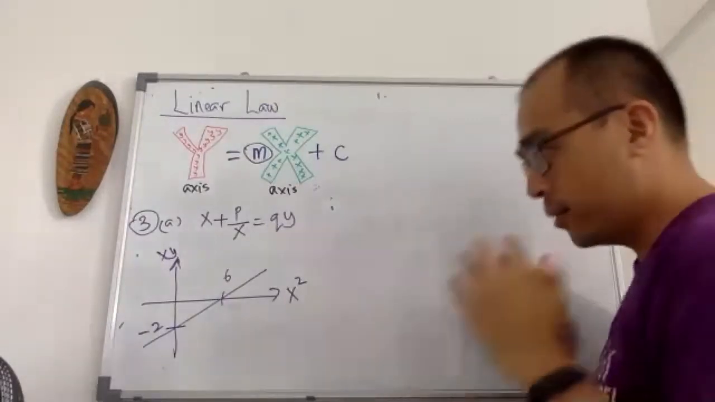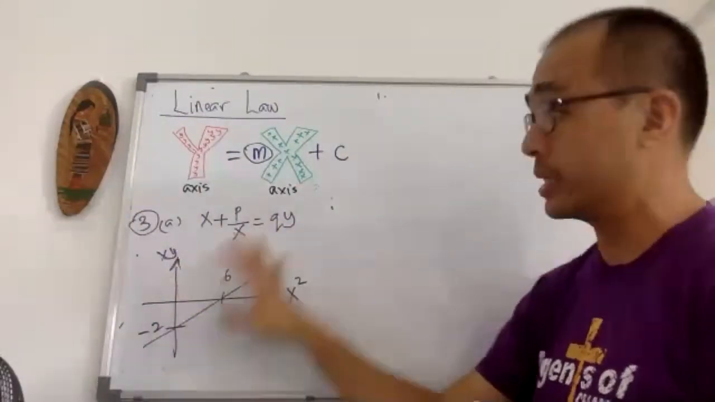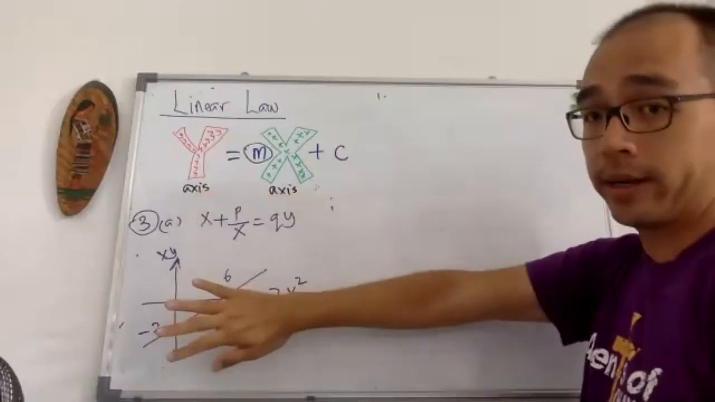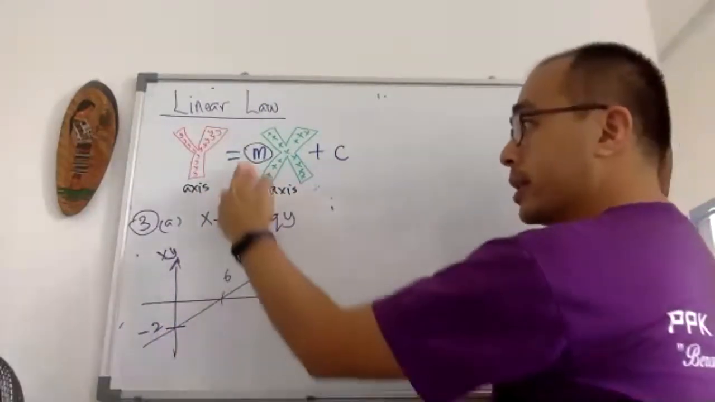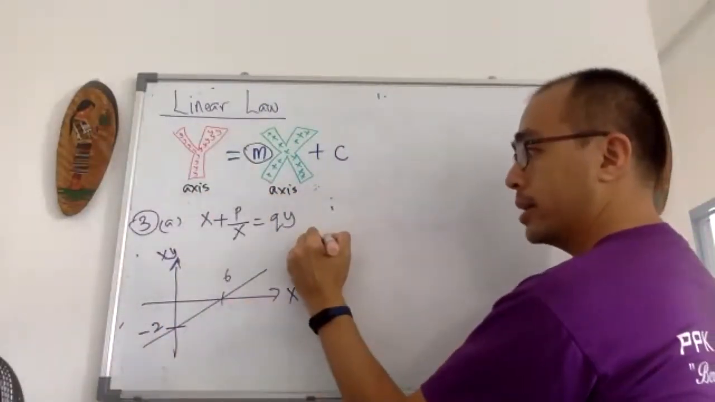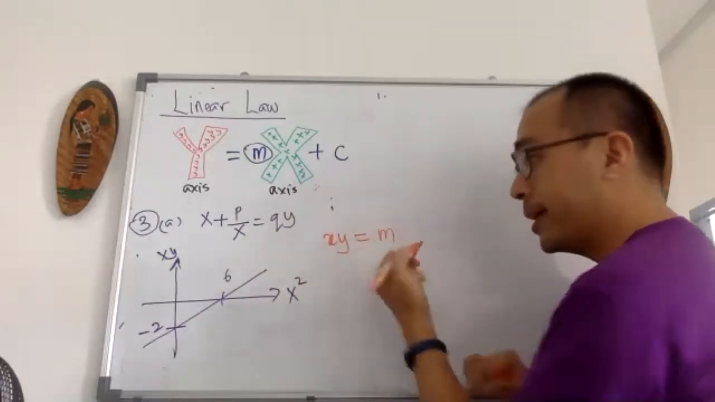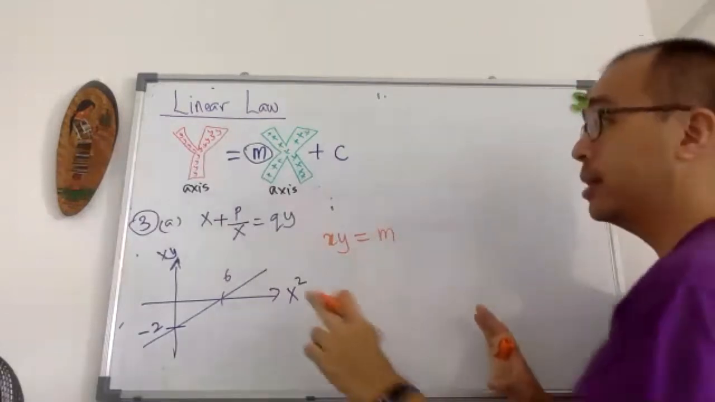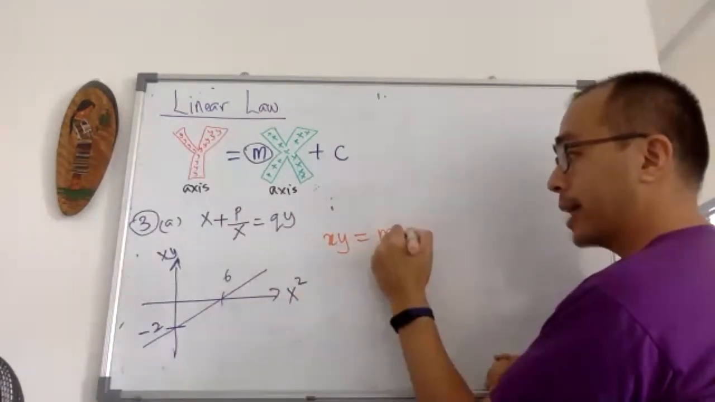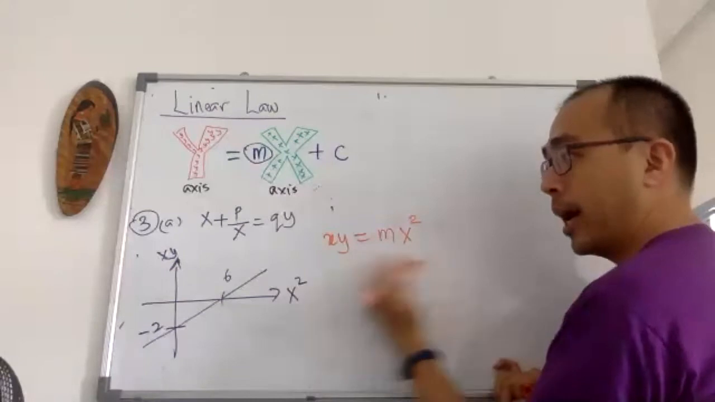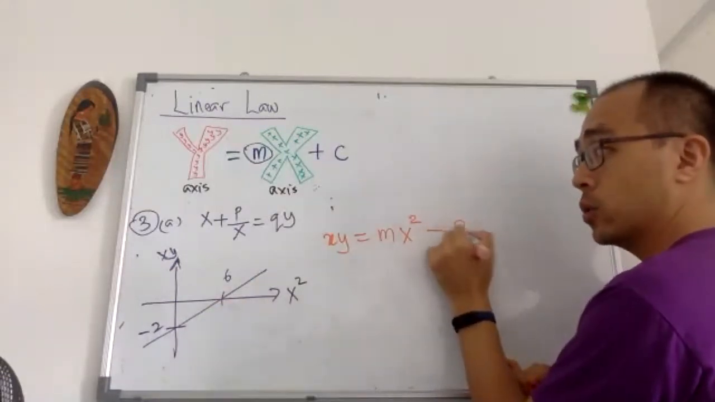So once again, let's take a look at our equation first. We forget about this for a while. We take a look at this first. So, following our reference, I can tell you that this is xy equals, I don't know what my gradient is yet. It's okay, I don't know what my gradient is. But I know that my x-axis is x squared, and my intercept is -2.